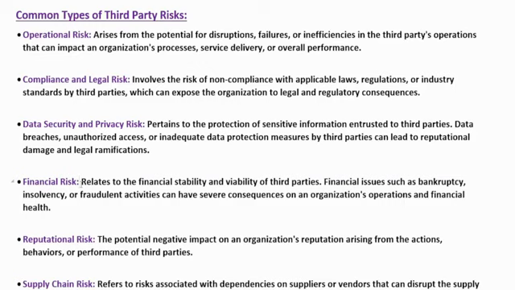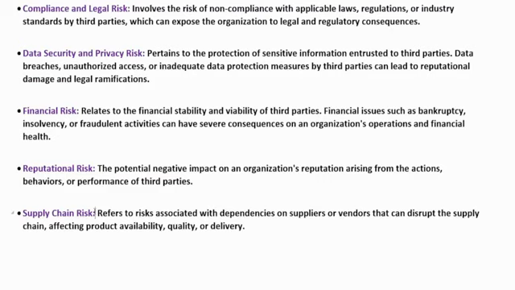This risk includes the financial stability and viability of third parties. Financial issues such as bankruptcy, insolvency, or fraudulent activities can have severe consequences on an organization's operations and financial health as well. For example, if the IT service company goes bankrupt, that is an example of financial risk. Okay, the next type is reputational risk. Basically it is the potential negative impact on an organization's reputation arising from the actions, behaviors, or performance of third parties. Okay, the sixth type is supply chain risk.